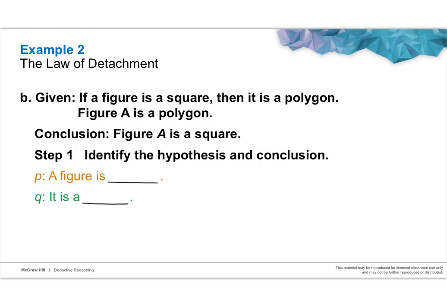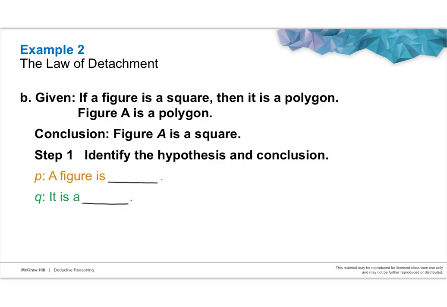Now we'll go to scenario B. Given a figure is a square, then it is a polygon. Figure A is a polygon. And the conclusion is figure A is a square. Is this a valid or an invalid conclusion?